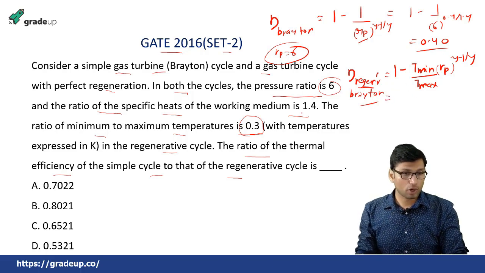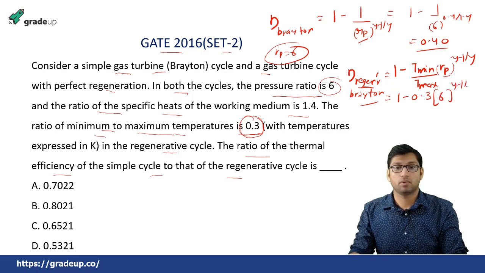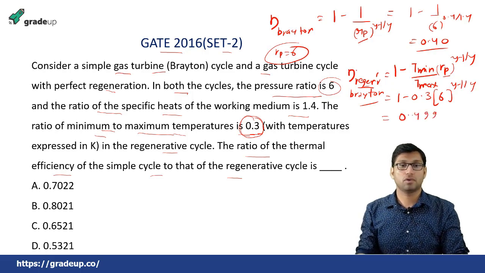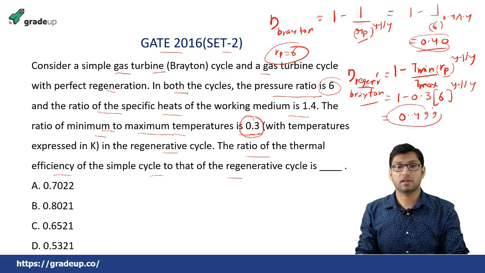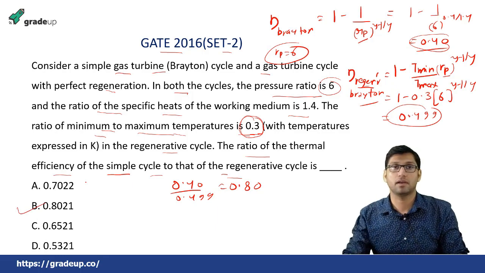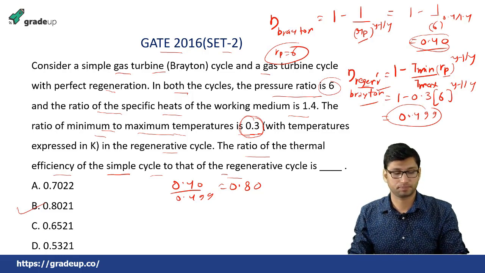Now, the ratio of minimum to maximum temperature is given to you, which is 0.3. So this is 1 minus 0.3 into Rp, which is 6 for both the same. This will come out to be 0.499. As we now know the efficiency of the Brayton cycle and the Brayton cycle with regeneration, we have to find the ratio of simple cycle to regenerative, which is 0.40 over 0.499, and this comes out to be 0.80. So out of these options, option B is the correct answer. You should remember this formula for regeneration of the Brayton cycle.